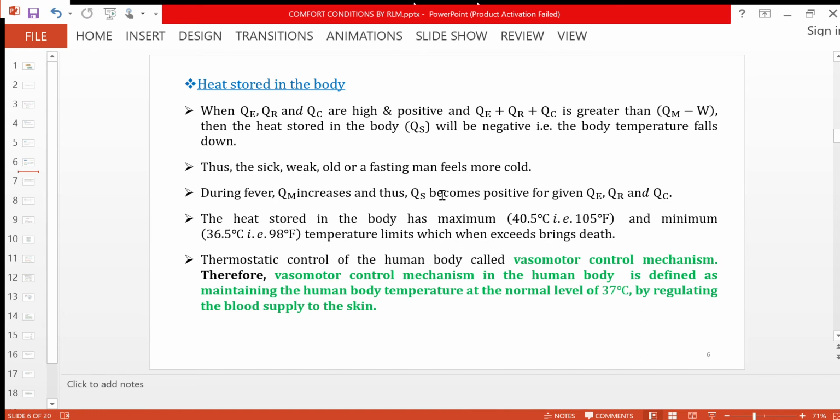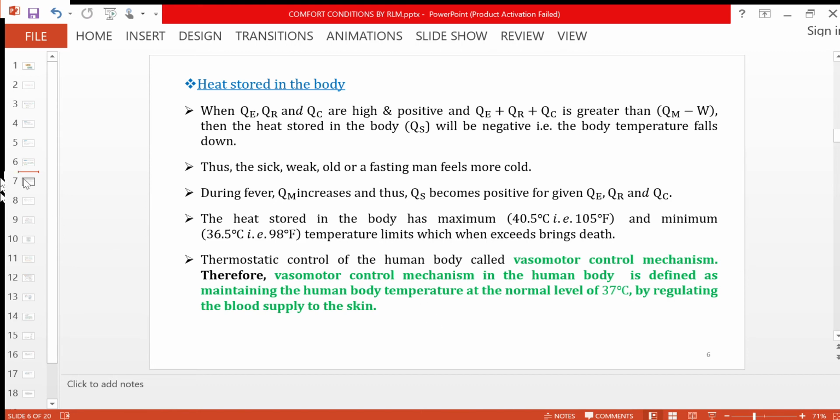So there is a range of temperature within which the human body feels good, beyond which it is very difficult for the human body and may lead to death. Depending on this heat Qs, there is an automatic control mechanism inside the human body, called the vasomotor control mechanism, which maintains the body temperature.